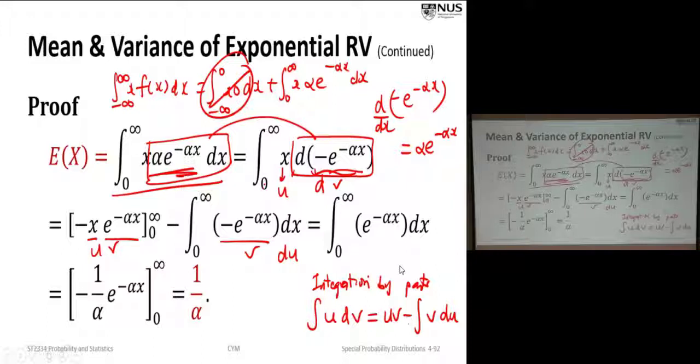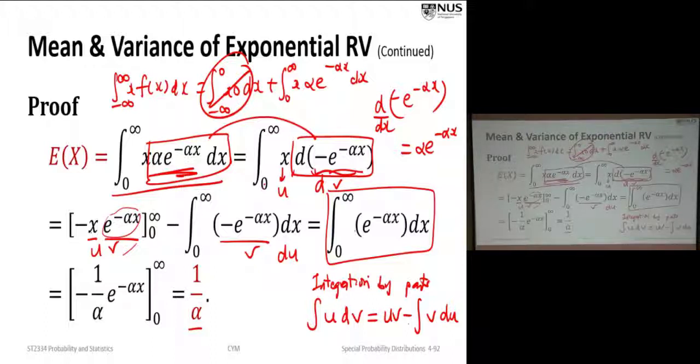Okay, so once we substitute 0 here, it's 0. Substitute infinity here, this part is 0. So basically this is 0 minus 0, and we just have to work on this one. So minus becomes plus. So we just work on this part. All right? So this is equal to 1 over alpha.